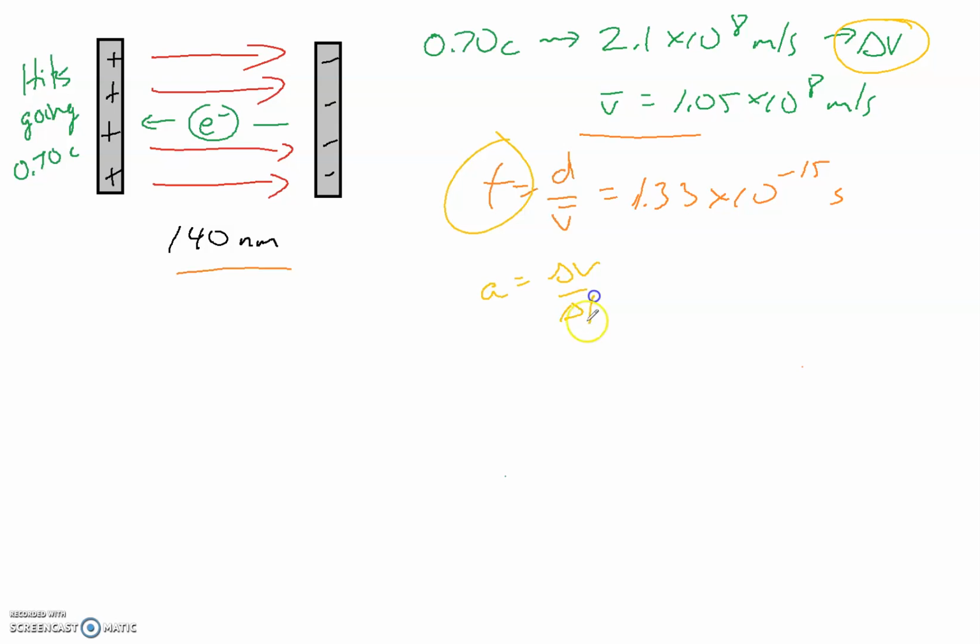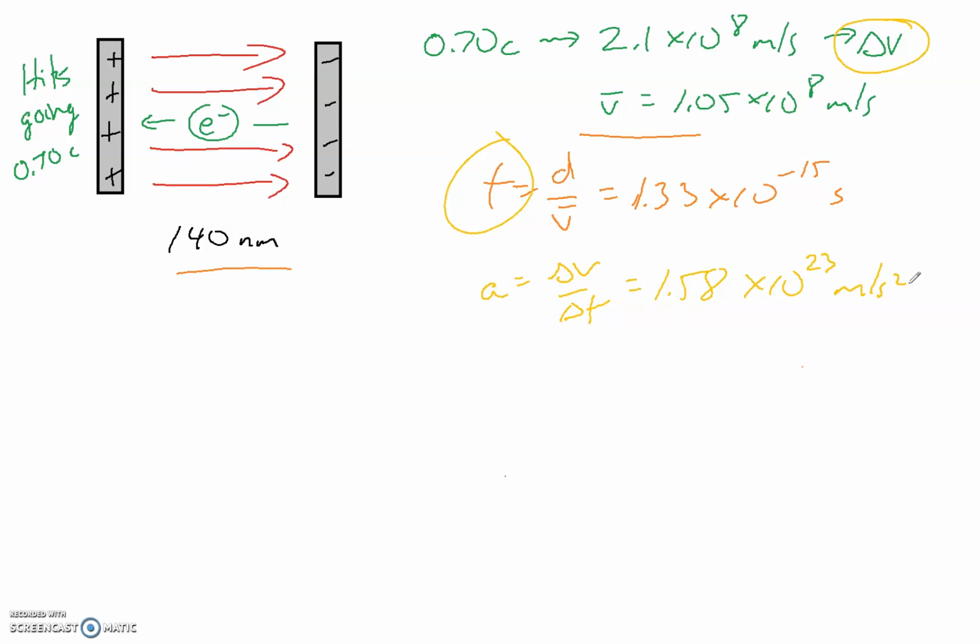So change in V over change in T. I can take that 2.1 times 10 to the 8 that I found before and divide it by the time I just found, which is 1.33 times 10 to the negative 15. I get an acceleration of about 1.58 times 10 to the 23 meters per second squared.